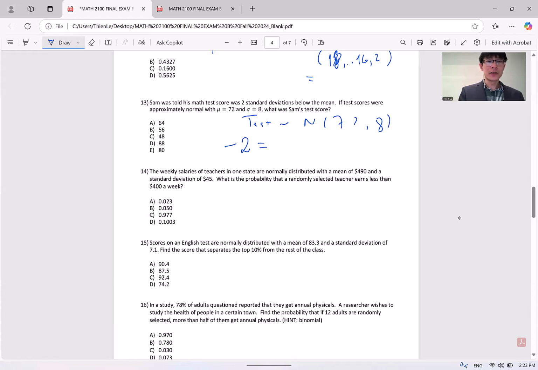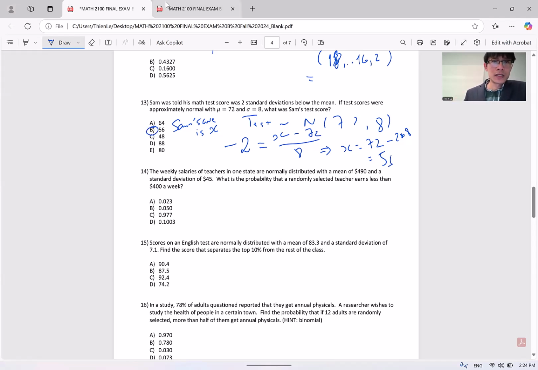So if Sam's score is X, then because he is 2 standard deviations below the mean, the z-score of his test is -2. So it will be X minus 72 divided by 8 equals -2. With a little bit of math, you should get X equal to 56. So B should be the correct choice.